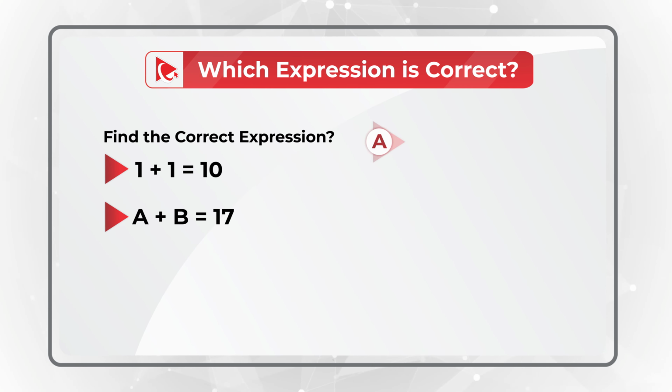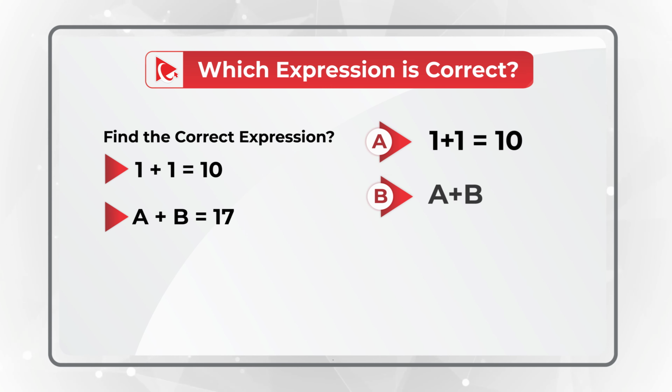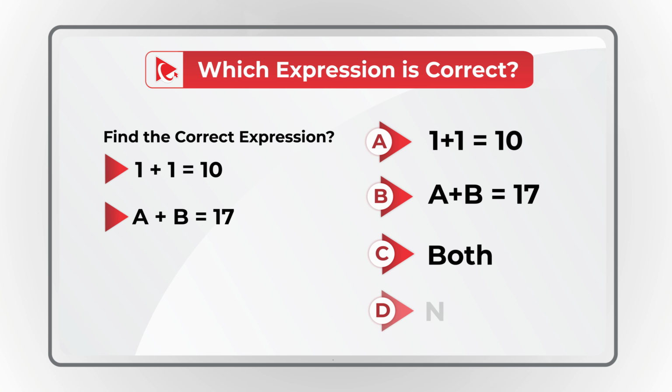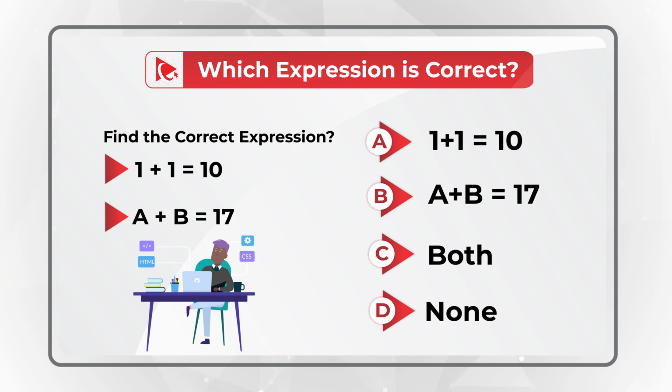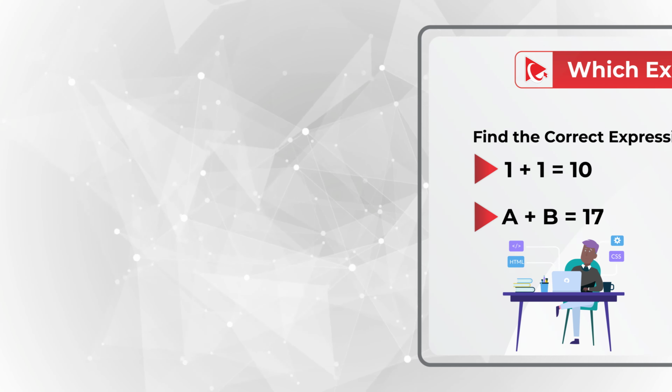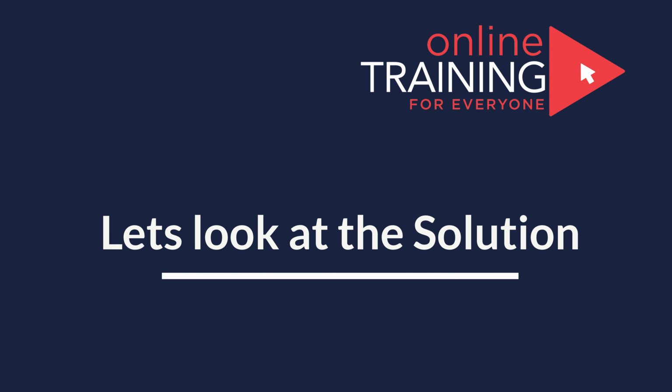Choice A, 1 plus 1 equals 10 is the correct expression. Choice B, the correct expression is A plus B equals 17. Choice C, both of these expressions are correct. And choice D, none of these expressions is correct. I'm going to give you a quick hint. If you have a degree in computer science, it might be easier for you to solve and get to the correct solution. Regardless, I'm moving forward to share the right solution with you.